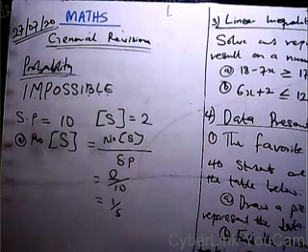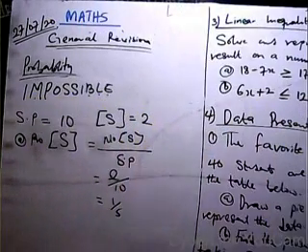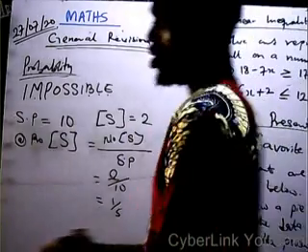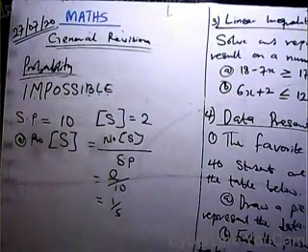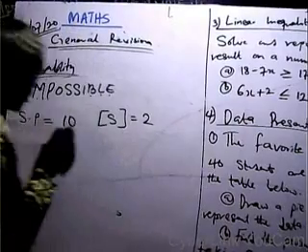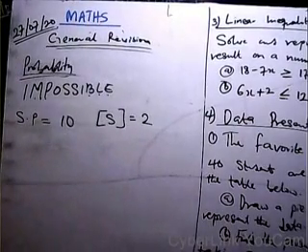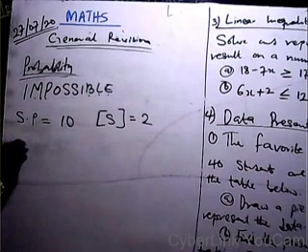Question 2 says, what will be the probability of getting a vowel? You want to pick a vowel now. You look at it very well. How many vowels do we have? Number of vowels.